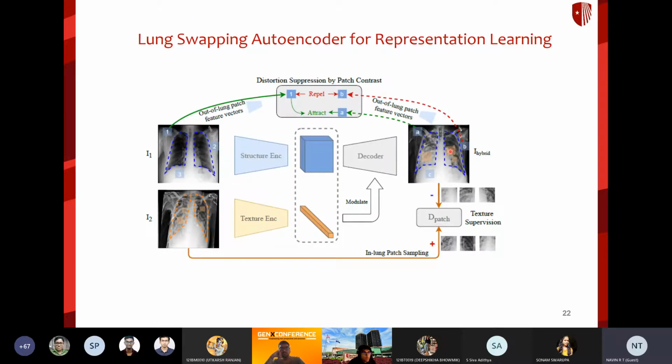Now, we developed this new technique. It's called the lung swapping autoencoder. This is a representation learning based technique. To simplify this architecture, we develop a structure encoder, which essentially encodes the structure of the lung, and a texture encoder, which encodes the texture of the lung. Using the structure encoder and the texture encoder, we learn the different patterns relating to the structure and the texture of the lung, which can then be used to generate artificial or synthetic samples of COVID X-rays.